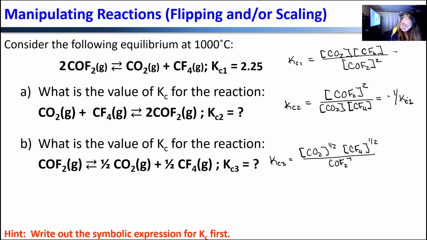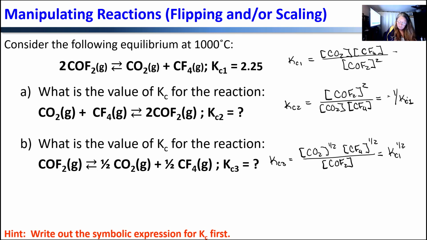So what's the pattern here that you see? What have we done to that initial equation? Because what I'm looking at is, if I took the square root of this side, so this would be 1 over 1 times 1/2 gives me 1/2, okay? 2 times 1/2 just gives me 1. That tells me that Kc3 is going to equal Kc1 to the 1/2, just doing everything to both sides.